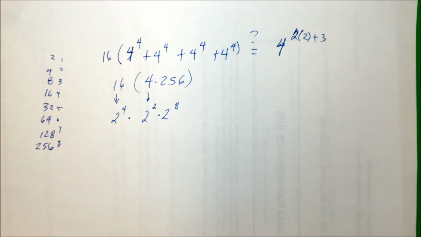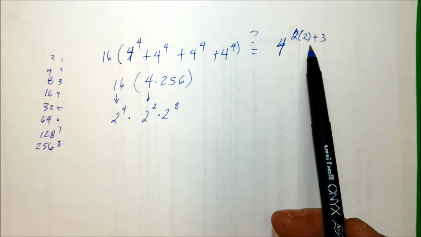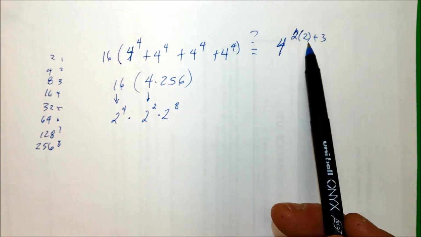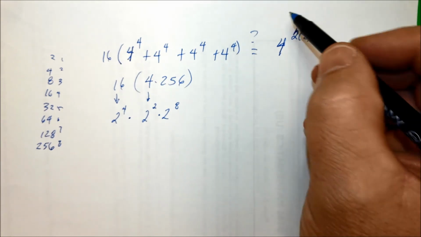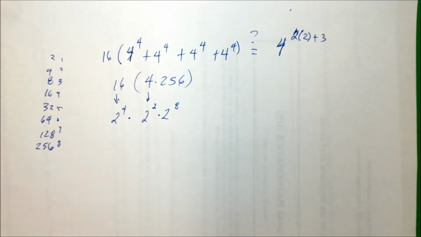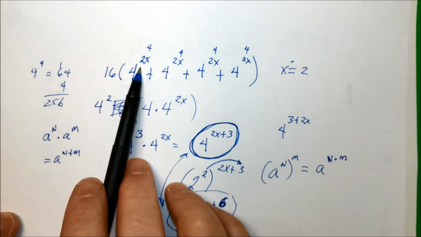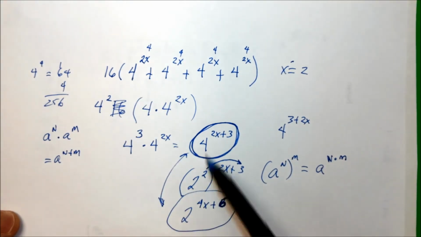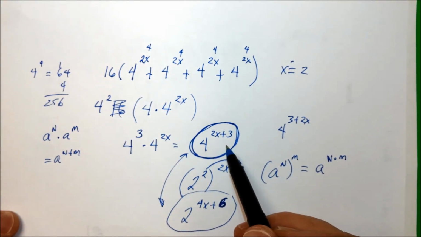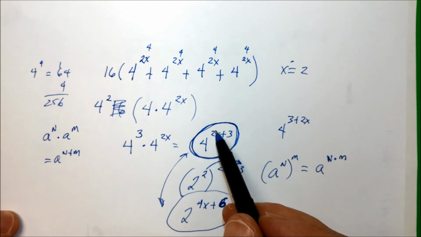Why did you put here 4 and then squared and then times 2 plus 3? Because I want to see, this is our original problem, right? And I want to see if this is the right answer. Oh, so you plugged in 2? So I'm plugging in 2 for x.